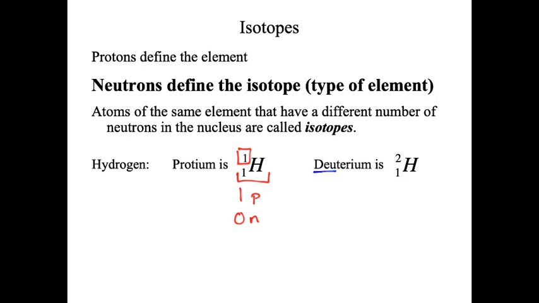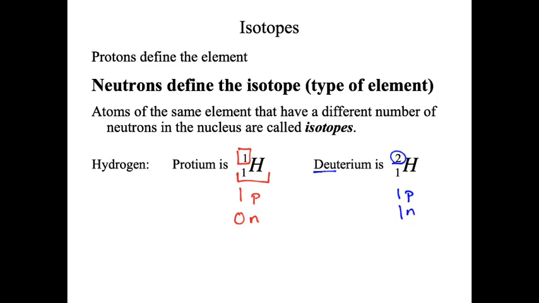A mass number of 2, meaning 1 proton, 1 neutron. It's still hydrogen. I can't change the number of protons. But there's 2 things in the nucleus, so I'll call it deuterium because there's 2 things there. Deu for dual. Deuces. Just let that one slide. Like when you're playing poker, right?